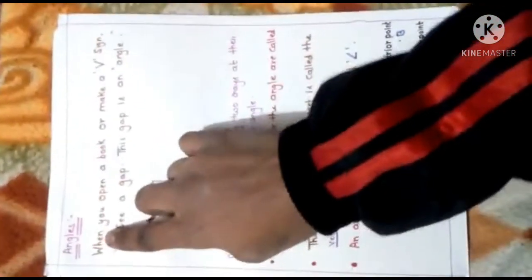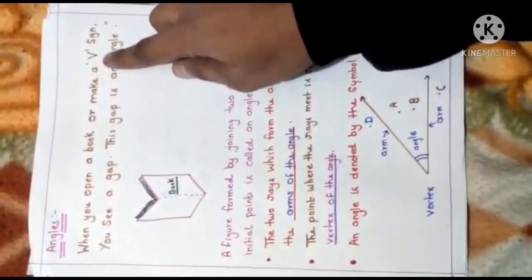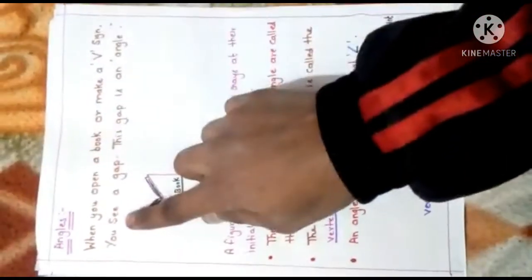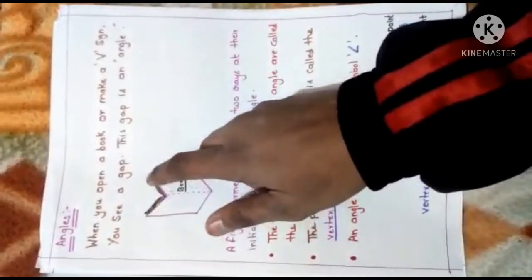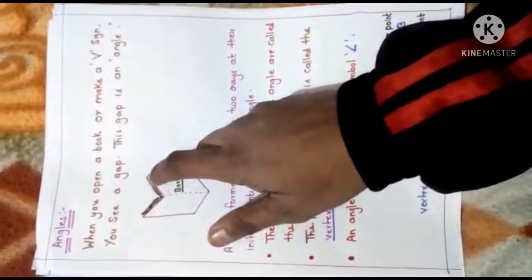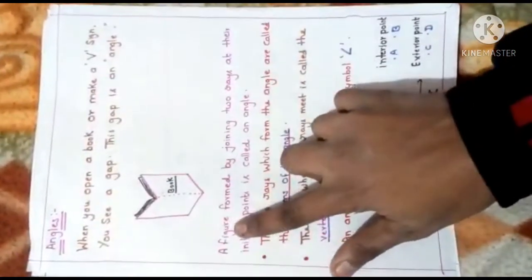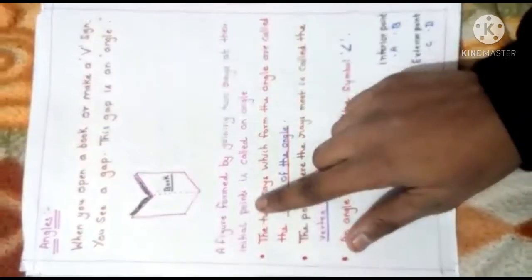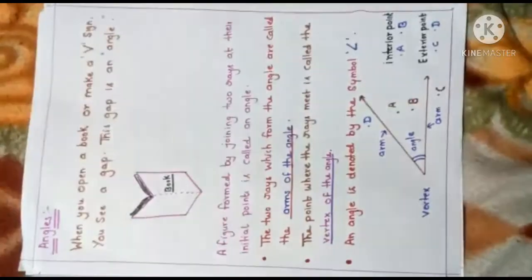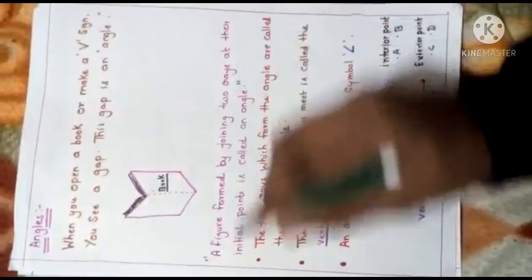Next, angle. When you open a book or make a V sign, you see a gap. This gap is an angle. If you open a book in this way, you see that some gap is present, so this gap is called an angle. Okay, understand? Next, a figure formed by joining two rays at their initial point is called an angle. You can write this definition in inverted commas.